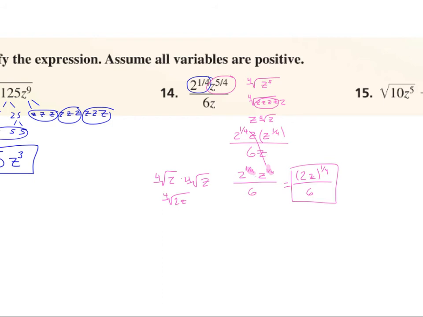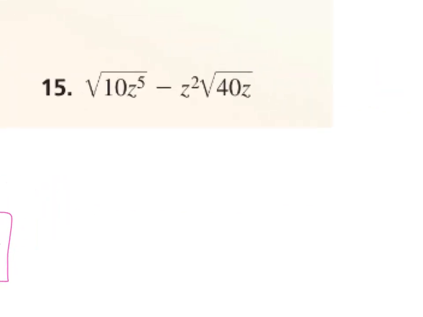All right, so we skipped 15, so I'm going to go back to it. So just like what we did in the ones before, we have to simplify as much as we can under the square root to see if we can combine. So we have the square root of 10z to the 5th power. Our factors of 10 are 2 and 5. Factors of z: z to the 5th power would be 5 z's.